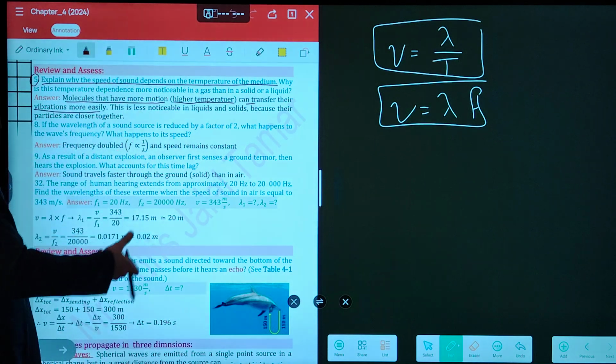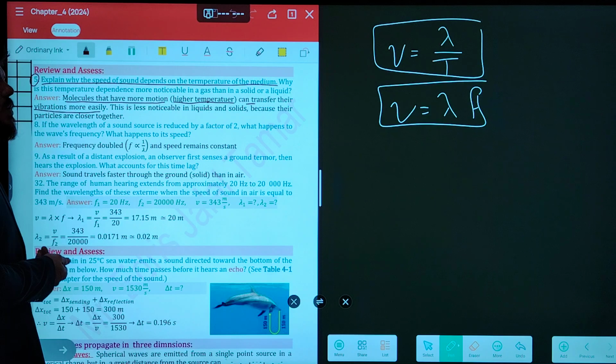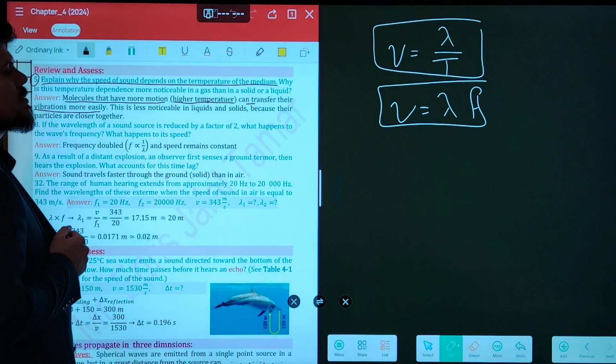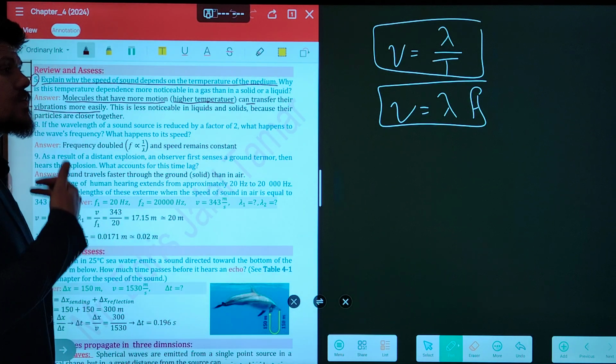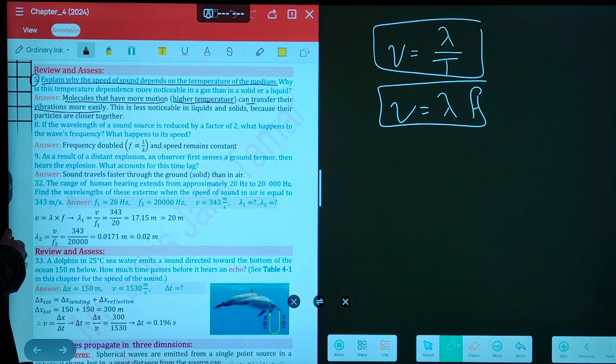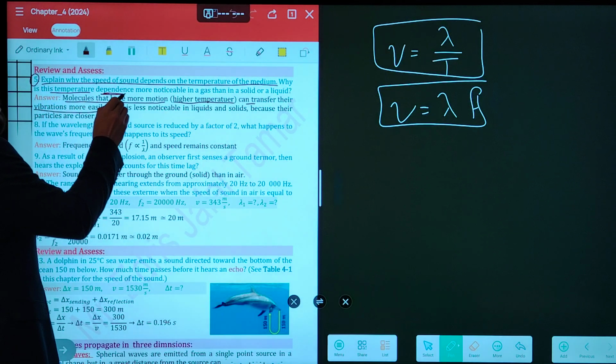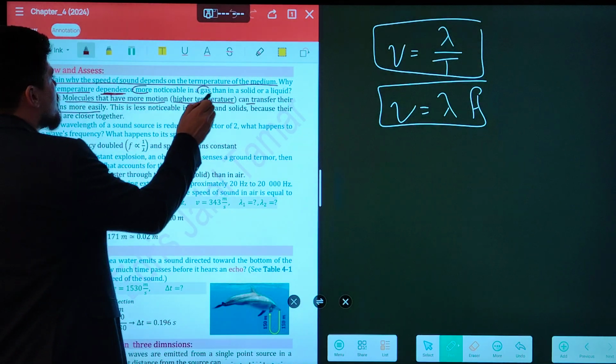By increasing temperature, what happens to the collisions between the particles? They increase. When the collisions of the particles increase, what happens to the friction? The friction also increases. This friction increases the temperature and makes the particles move faster and faster. Guys, this temperature dependence is more noticeable in what? In gas.